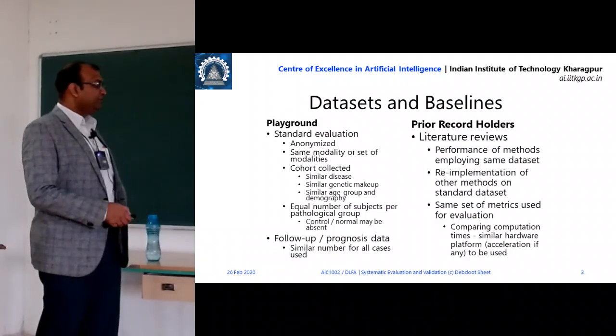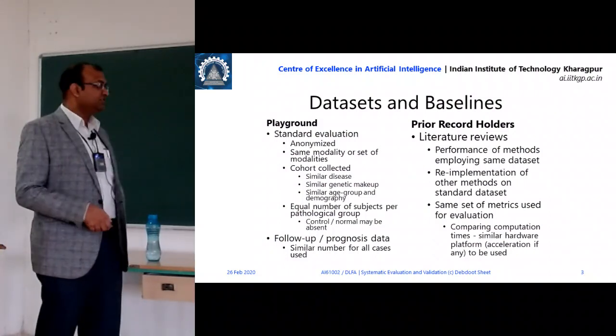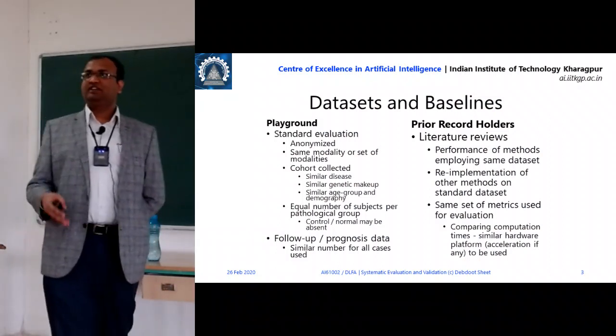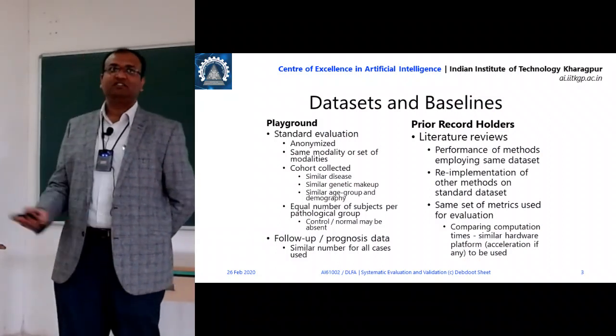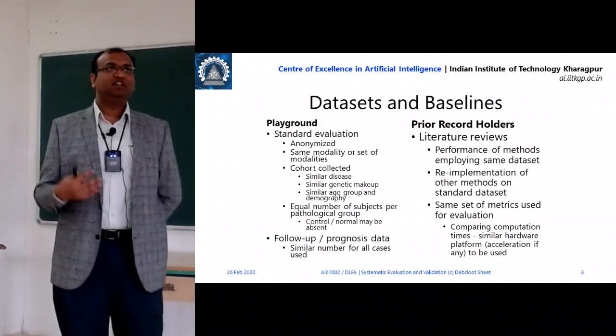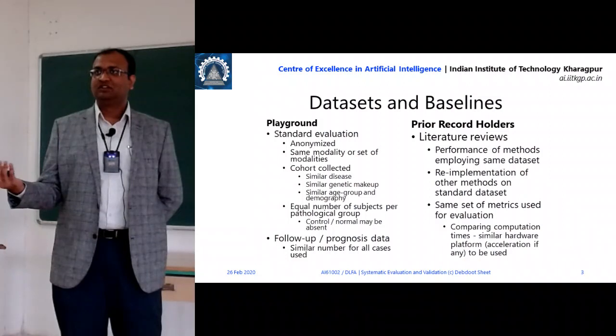Next is something from face recognition, which has the same requirement: you need similar genetic makeups. So if you are training a detector on standard North Indian faces, then it will not work on South Indian or Northeast Indian faces. So you need to keep all of them.